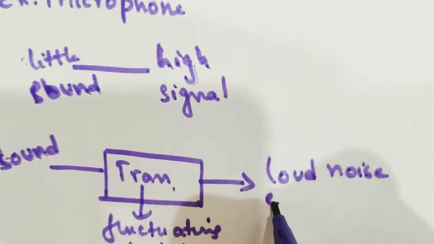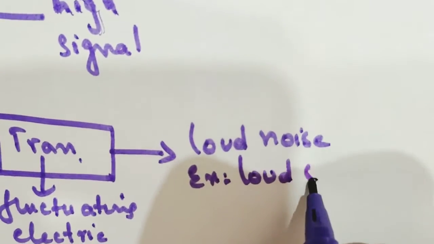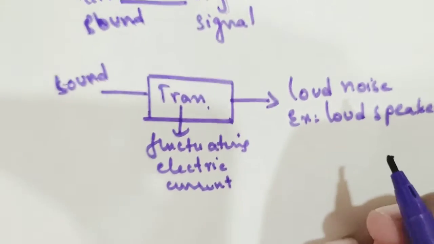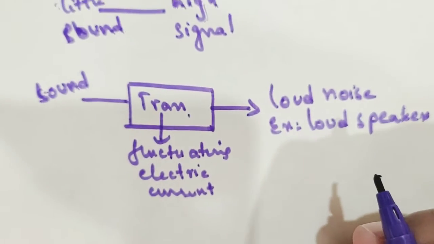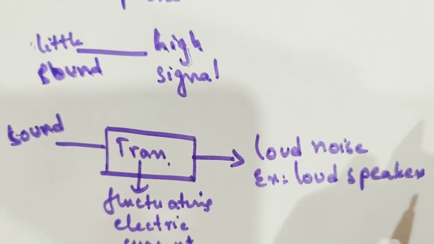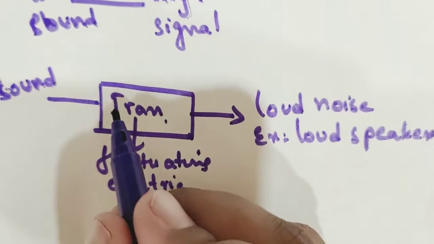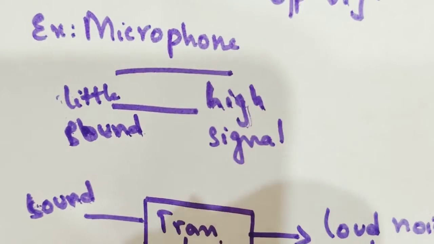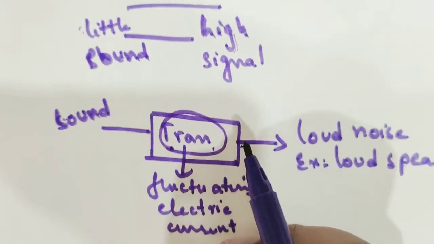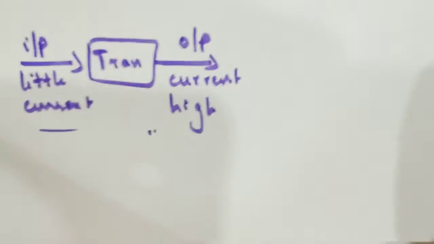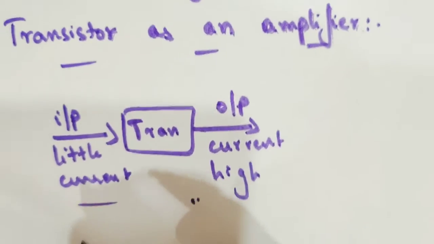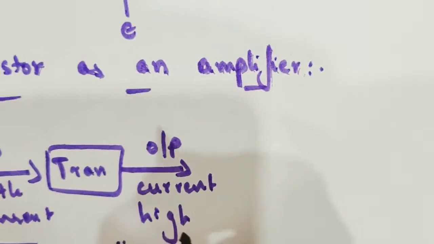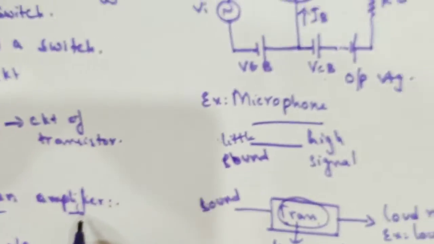An example will be a loudspeaker. In simple words, for example, let us take a mic. When you talk slowly, you will be able to hear a very loud and audible voice. This function is performed internally through the microphone, and the basic important functionality of a microphone is the use of the transistor. In such a way, we can explain how a little amount of current or voltage can generate a high amount of output current and voltage. This way we can explain that a transistor acts as an amplifier.